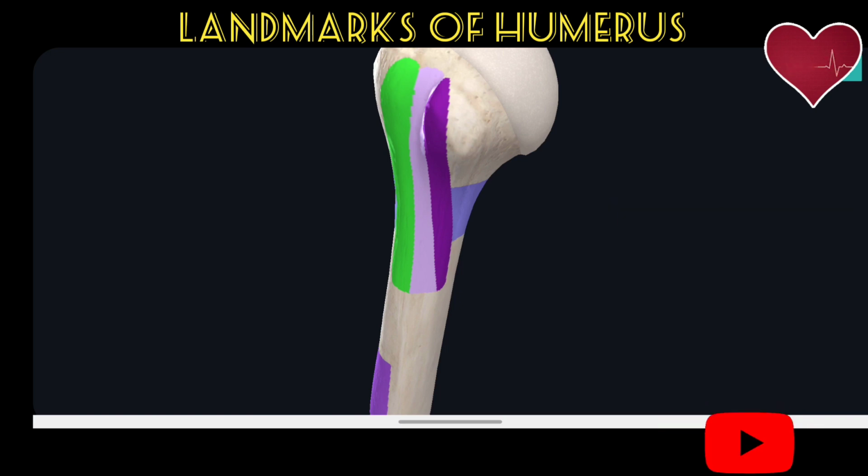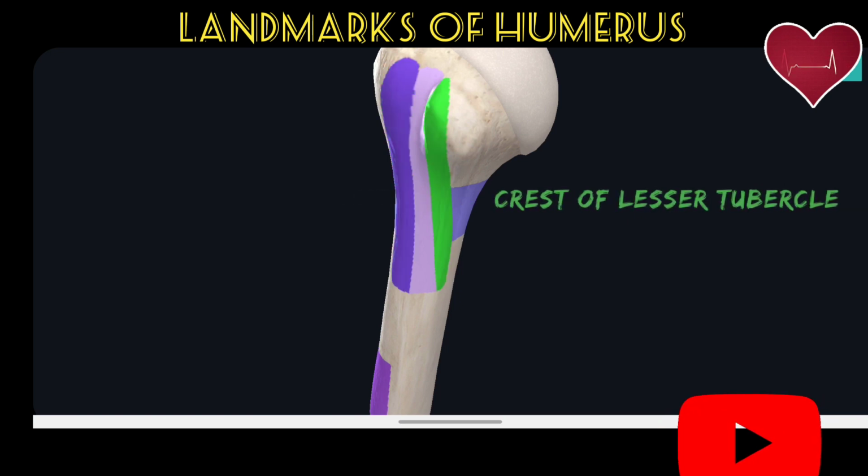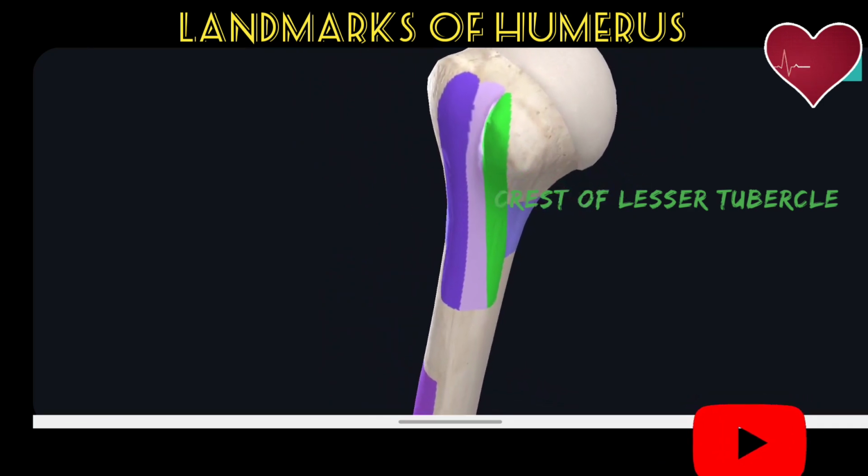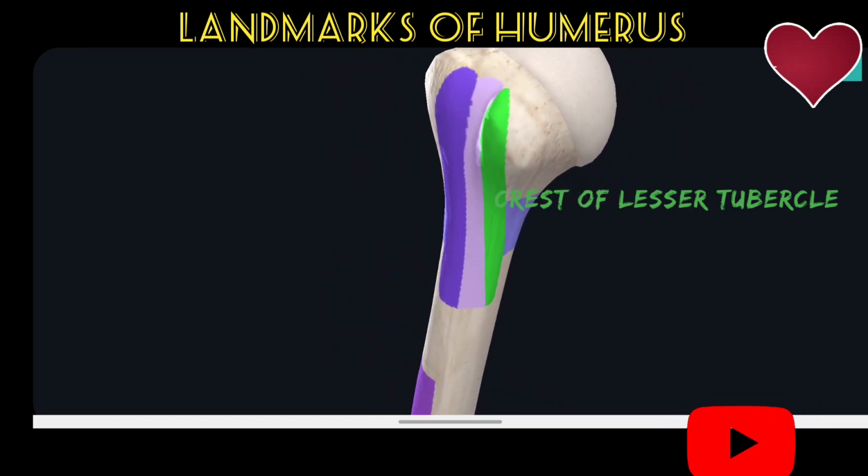And next we have the crest of lesser tubercle. This part is known as the crest of lesser tubercle, and it is the sharp part, and it is a longitudinal ridge located on the posterolateral aspect of the lesser tubercle. It forms the anteromedial border of the intertubercular sulcus.